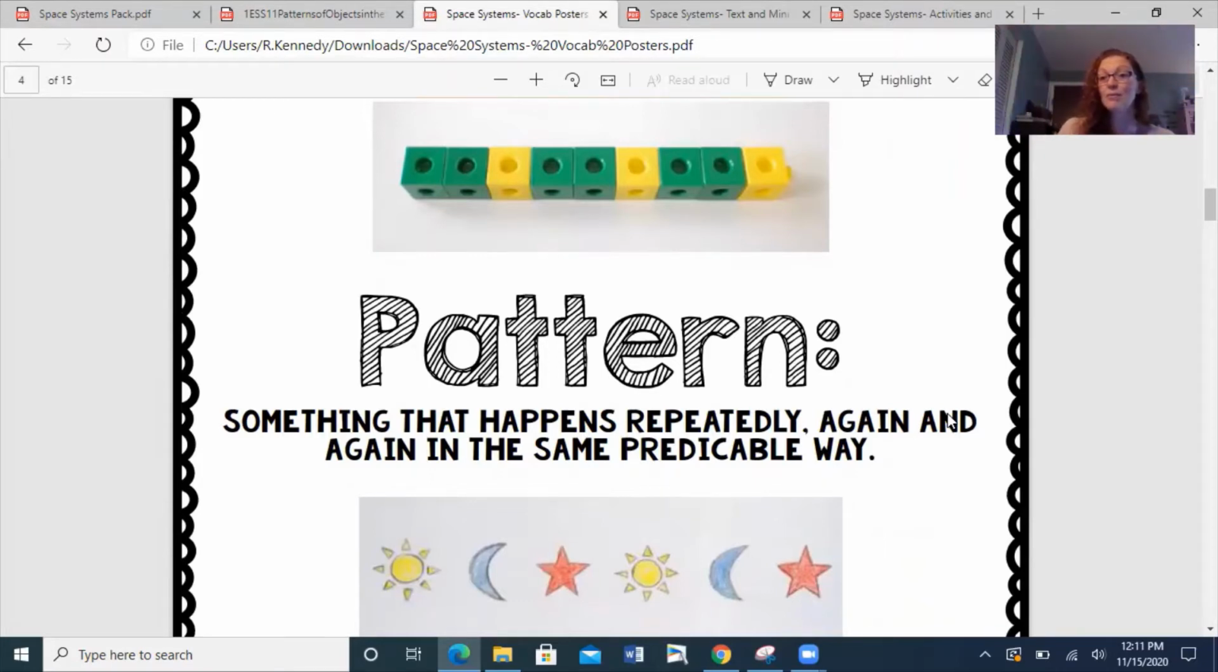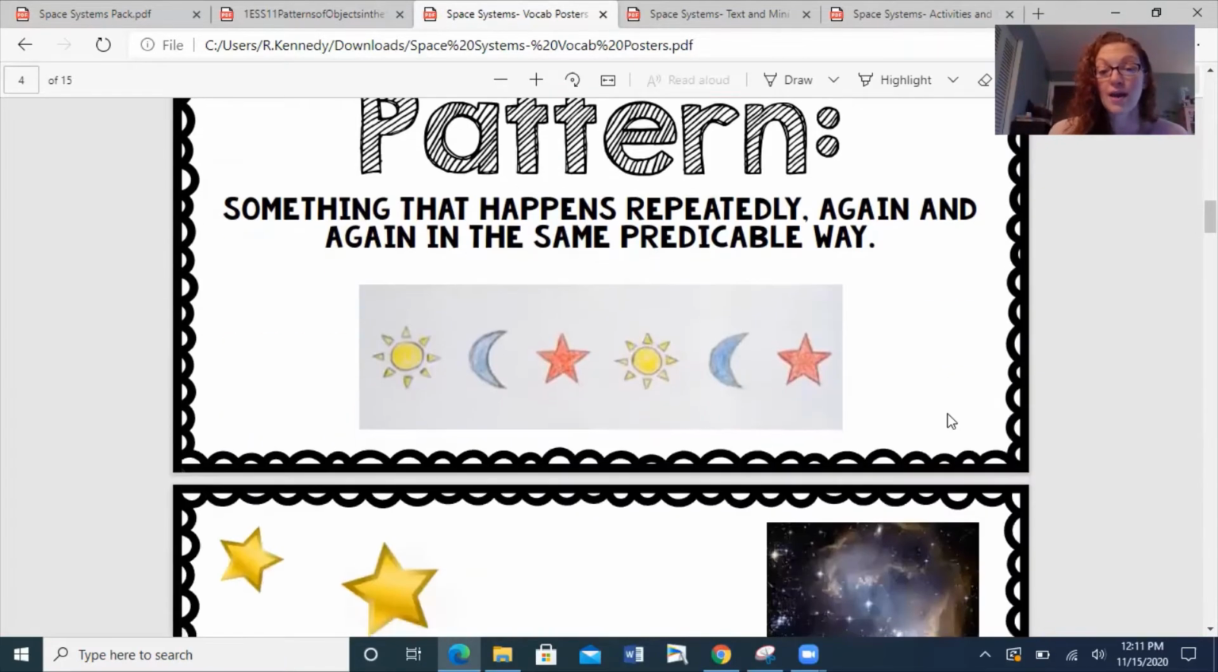Sunrise, sunset, moonrise, moonset, sunrise, sunset, moonrise, moonset. It's a pattern. It does the same thing over and over again.